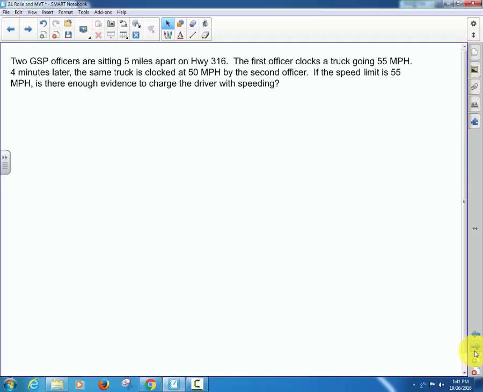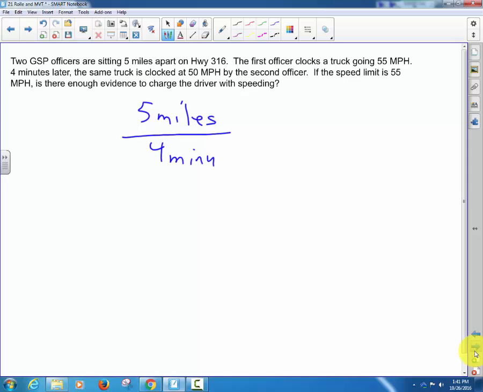Is there enough evidence written on the board to convict this guy of speeding? Yes? How do you figure? If he went 5 miles in 4 minutes, so he had to be going faster. 5 miles over 4 minutes.